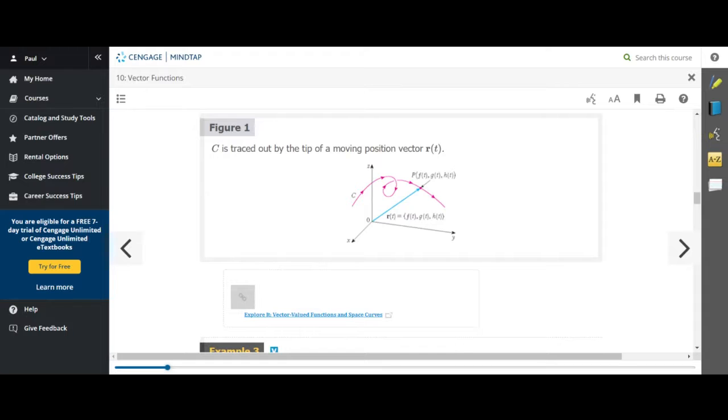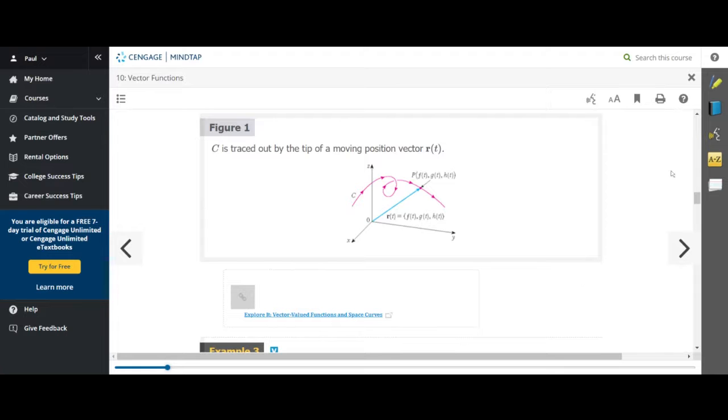One moment here. So let's see, Mario says, in the examples we see the dimensions of the component vectors and the dimensions of the output are the same. Yeah, so the component functions give the coordinates of the position vector. That's right. So very good.